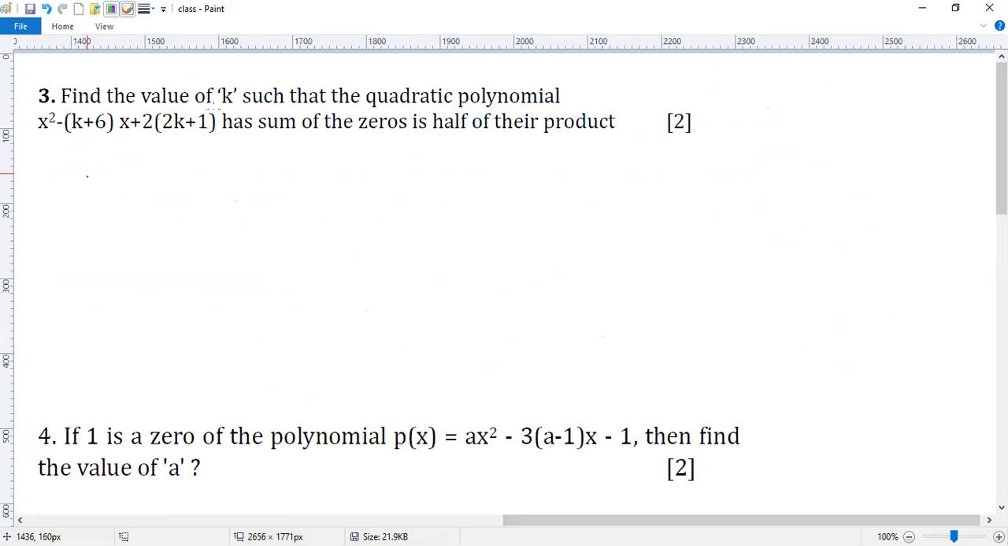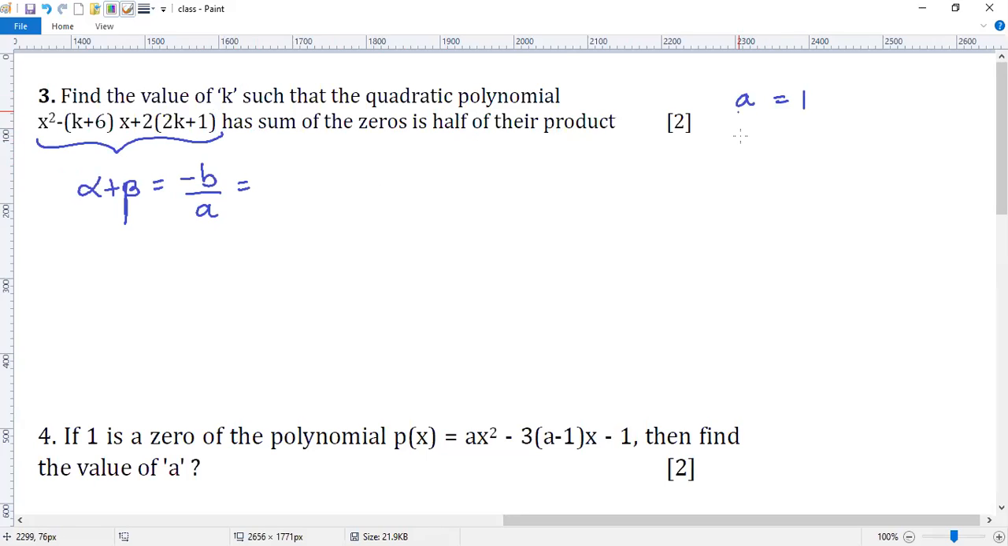Question number 3. Find the value of k such that the quadratic polynomial, so this is the polynomial given, has sum of zeros equal to half of their product. First of all, sum of zeros is alpha plus beta. What is alpha plus beta? Minus b by a. What is minus b by a here? In this particular polynomial, a is equal to 1. Correct? What is a? A is the coefficient of x squared, that is 1.